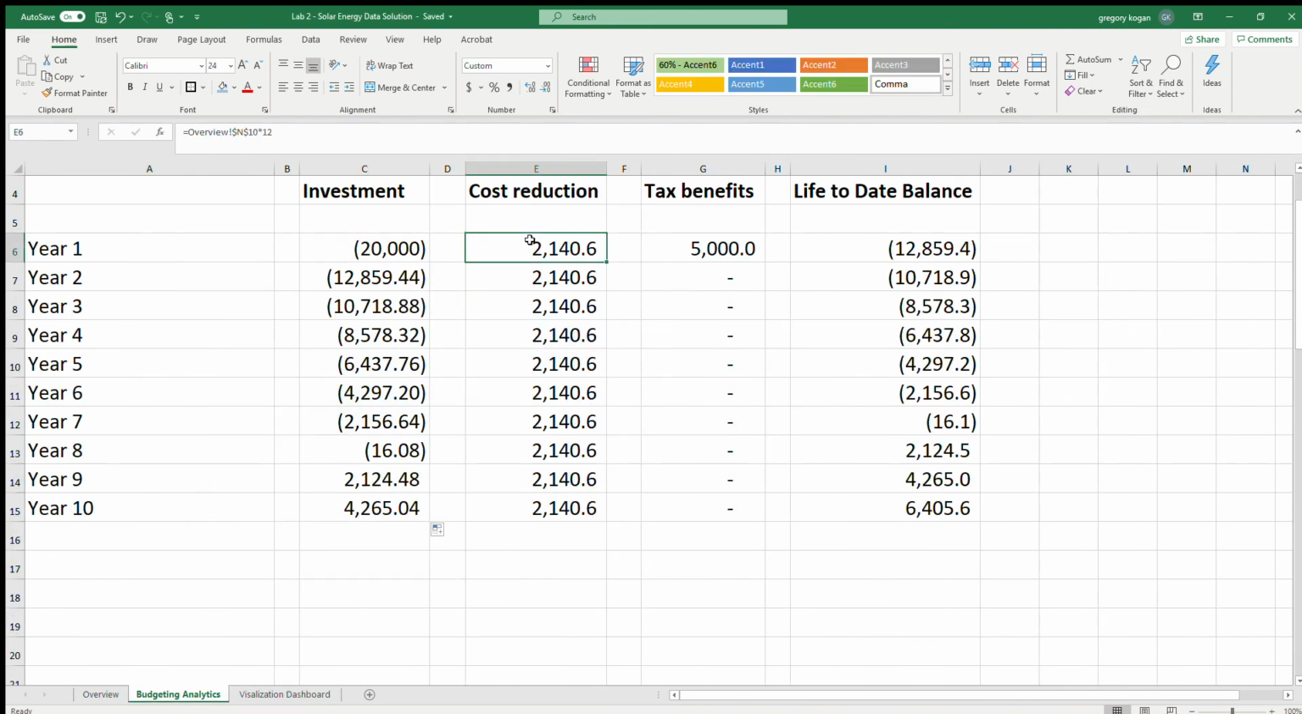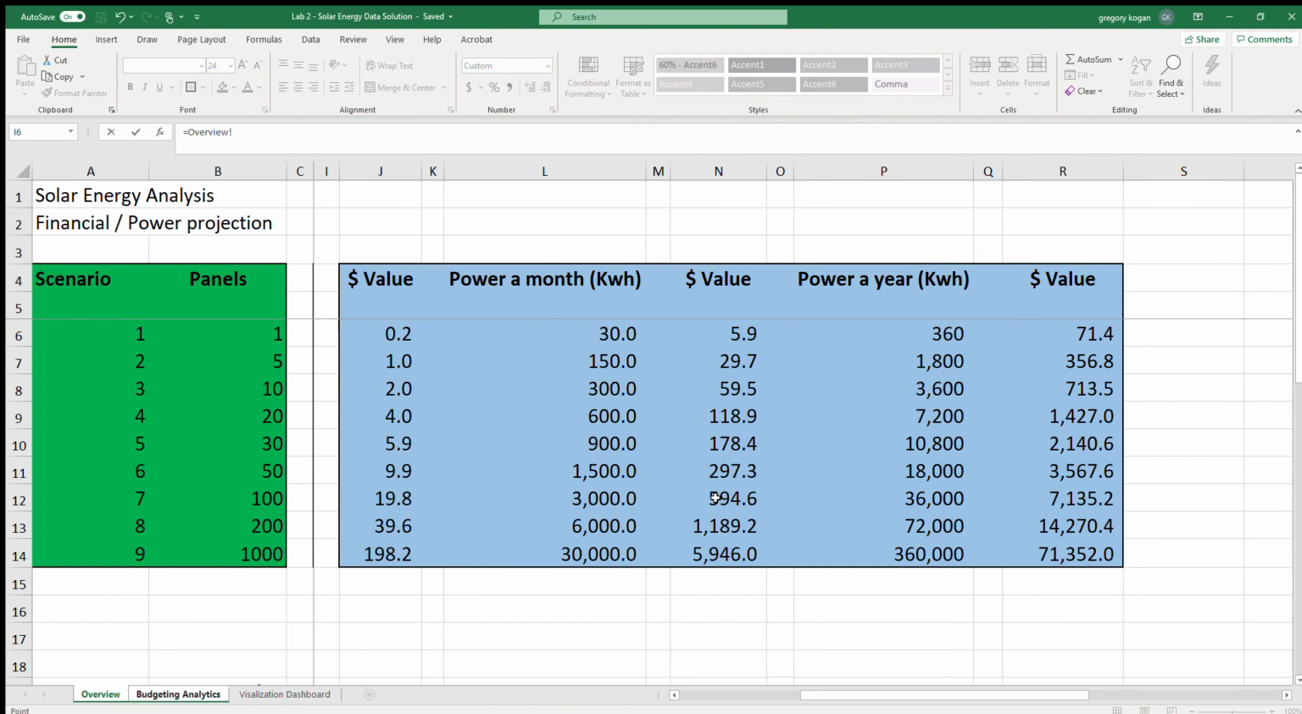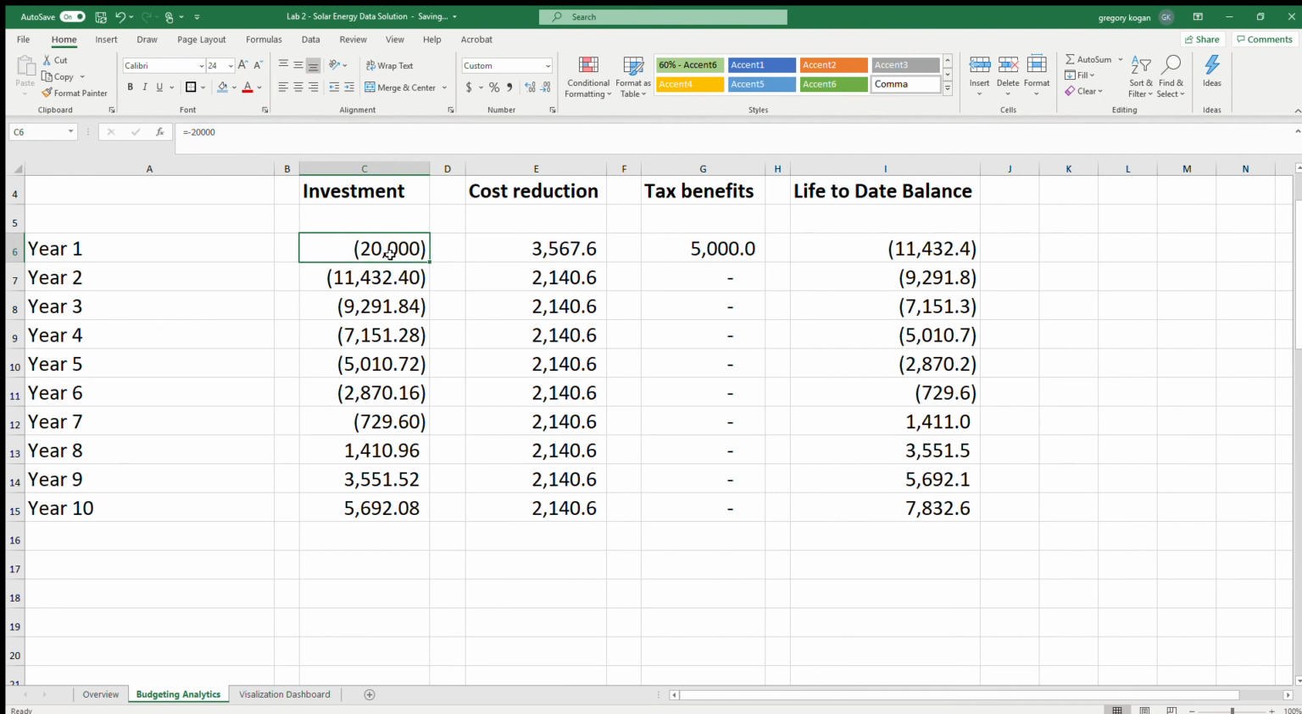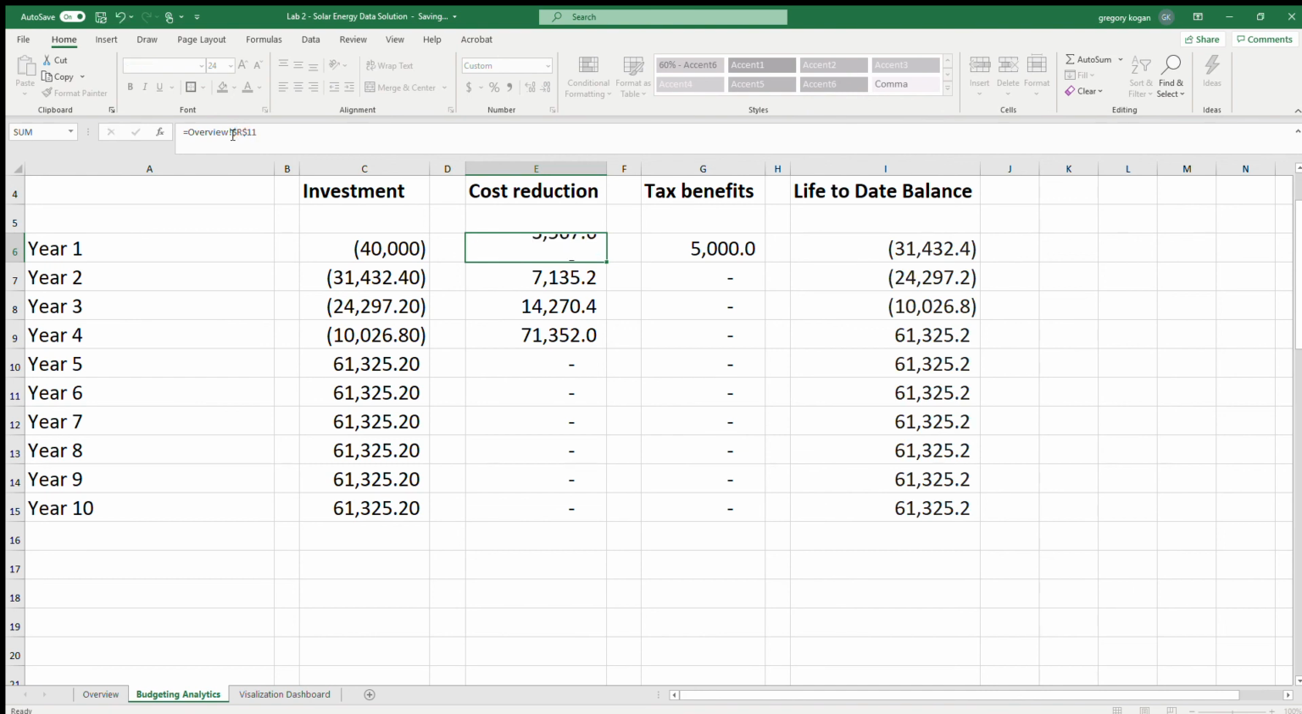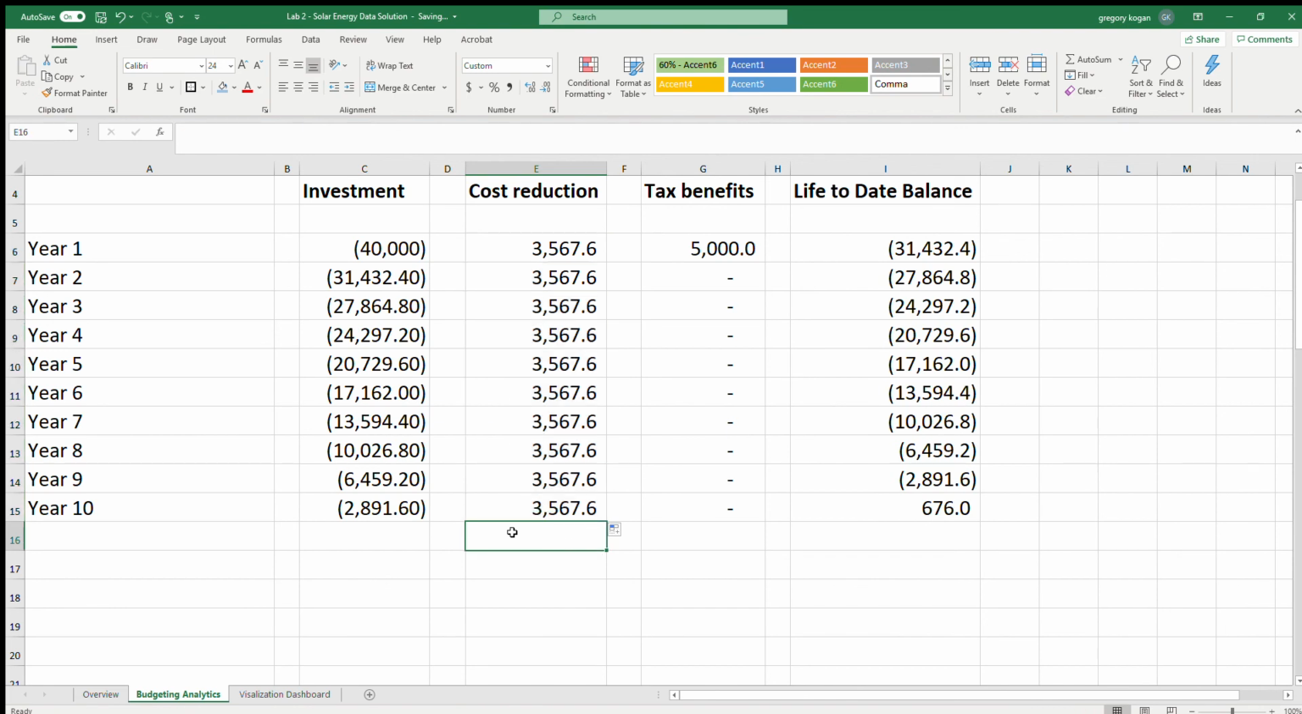Now, if we change the cost, say we had done a bigger project, and our savings is not 2,140 a year, it's 35,670 a year. Now this is where it gets subjective. We don't know how much more of an investment that would be, but say it's 40,000. Your cost reduction should be the same number every year, so this one we would have to fix with the dollar sign before we drag it down. Okay, with that said, we bring that down here, and we can see we break even just in the last year with that higher investment.